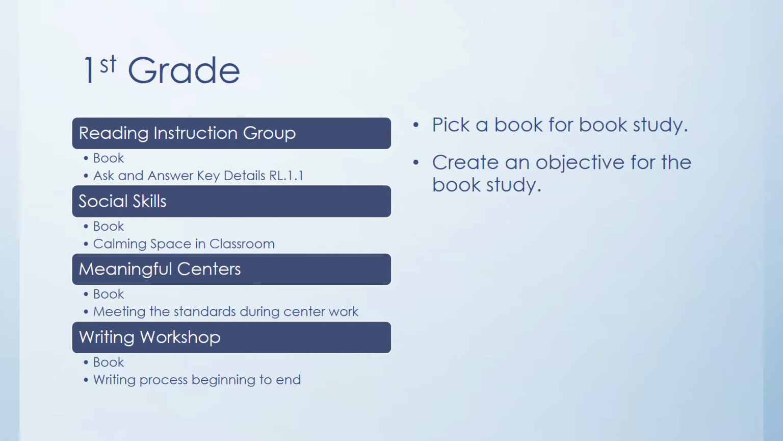Our second group was social skills, and they chose a book that's going to help them create a calming space in their classroom and how to properly use it. Our third group went to meet the standards during center work, and that's what they chose for their book study. And the last group was a writing workshop book study. And they wanted to create a writing process from beginning to end and help their students through that.